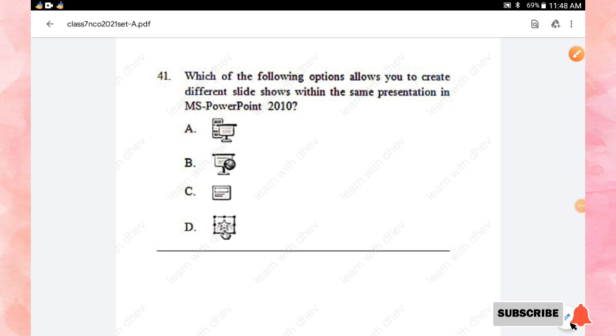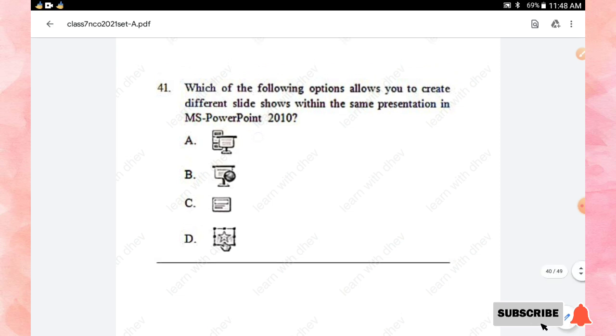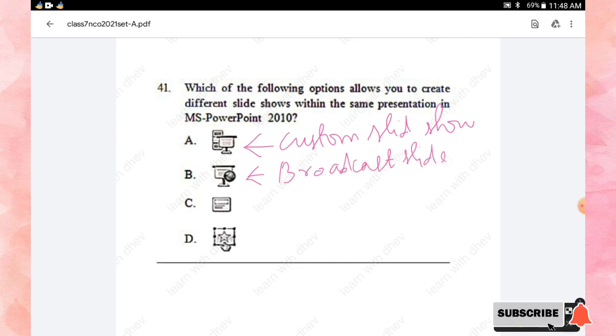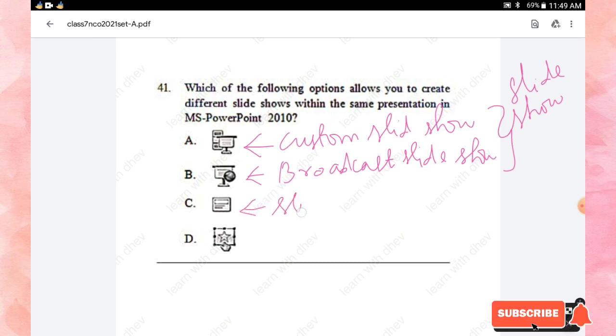Question number 41. Which of the following options allows you to create different slideshows within the same presentation in MS PowerPoint 2010? So option A is custom slideshow, and this is broadcast slideshow. These two options you can find under the slideshow tab, whereas this option is slide master icon. You can find the slide master under the view tab of MS PowerPoint.